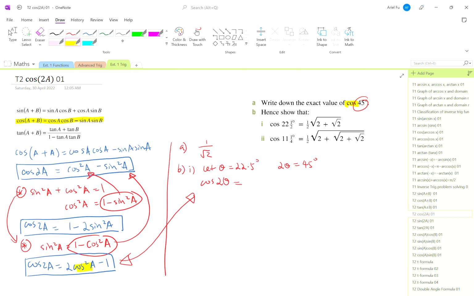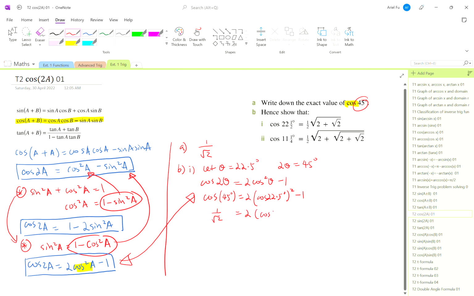From here, I can say that cosine 2 theta is equal to 2 cosine squared theta minus 1. Cosine 2 theta in this case is cosine 45 degrees, which is equal to 2 times cosine of 22.5 degrees squared, minus 1. Cosine of 45 degrees is 1 over root 2, so 1 over root 2 equals 2 times cosine of 22.5 degrees squared, minus 1. This cosine is what I'm looking for, so I'm going to replace it with an x, where x equals cosine of 22.5 degrees.